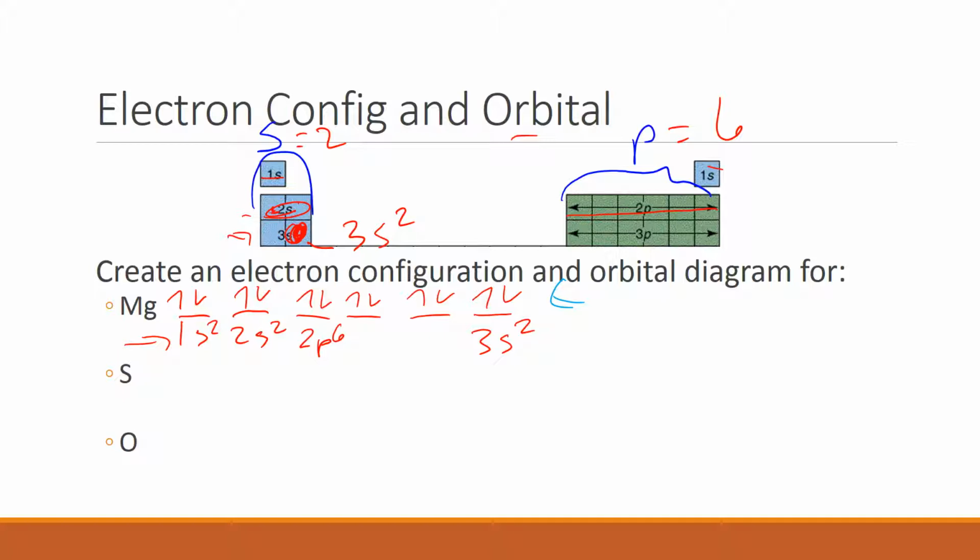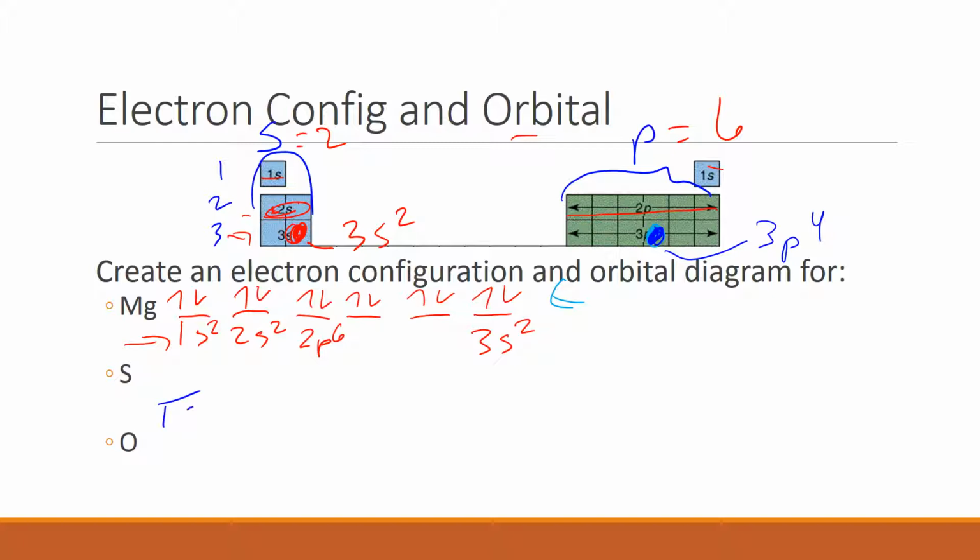Alright, so sulfur is located right here. So that means it's in the P block. It's in the 3rd row. These are the primary energy levels. So it's in the 3rd row, it's in the P block, and it's 4 spaces over. So it means it's going to end on 3p4. We're going to do our electron configuration until we get to 3p4.